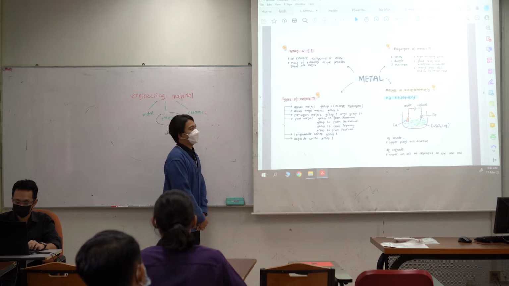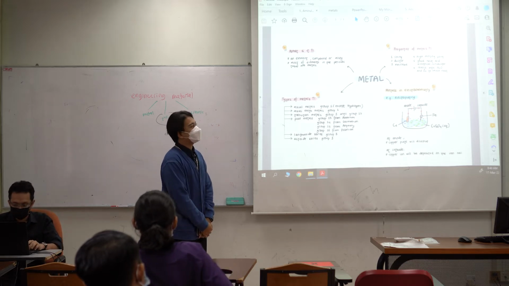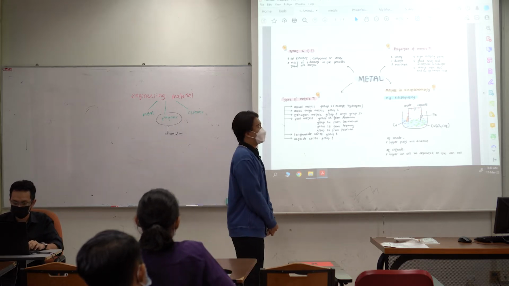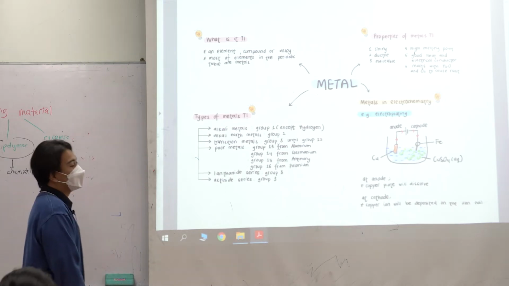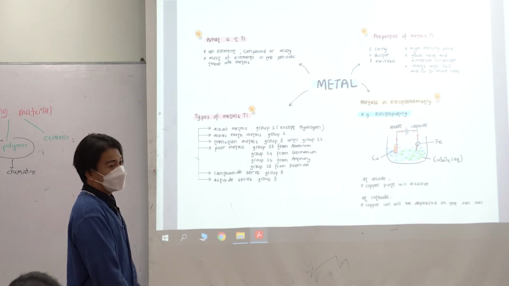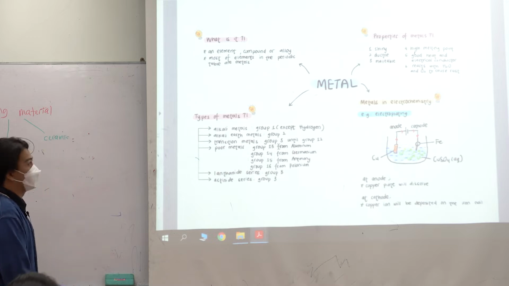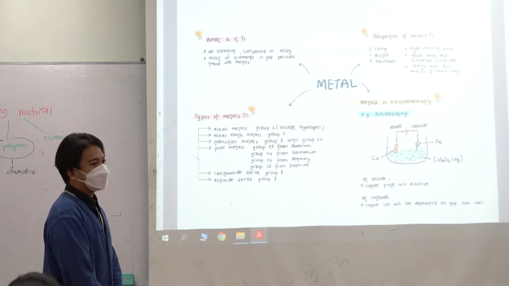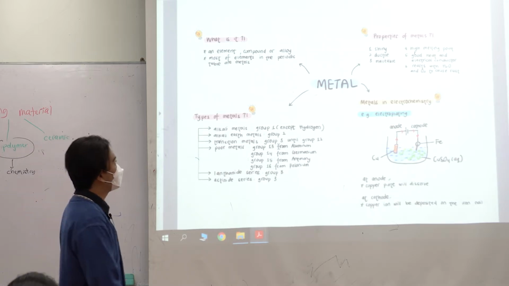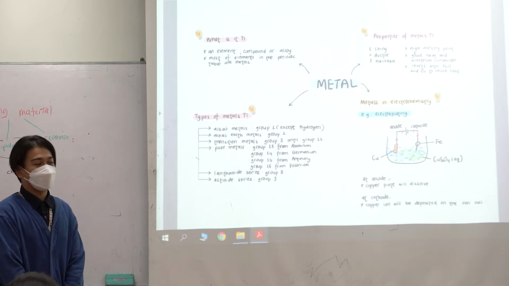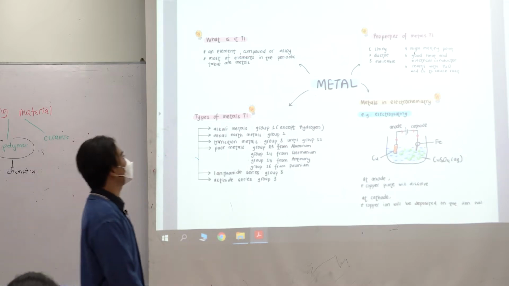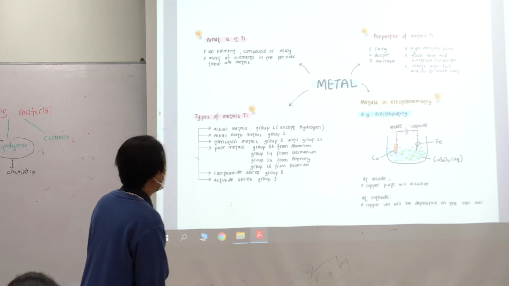Hi, good morning. My name is Amirul. So today, for my presentation, I'm going to talk about metal. So first of all, what is metal? Metal is actually an element, compound, or alloy, and most of the elements in the periodic table are metals.